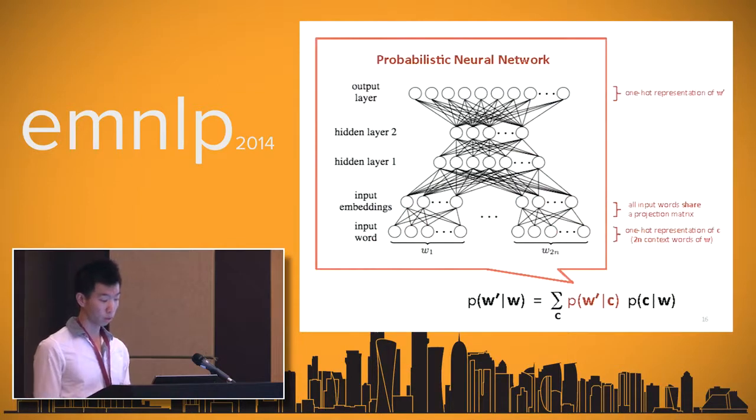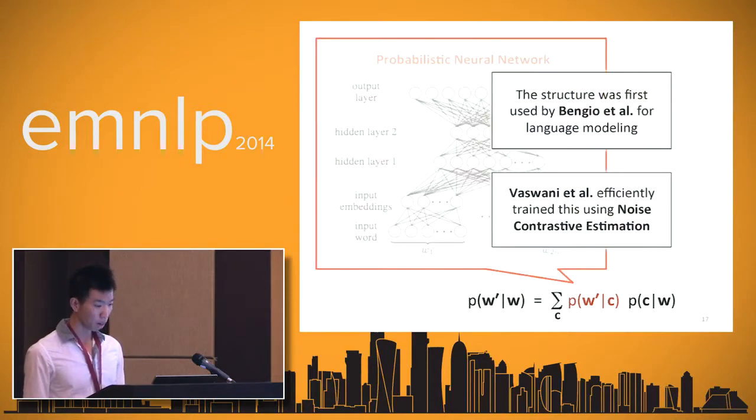So instead, we use a feed-forward neural network to model this problem. At the bottom is the input layer, which is the sequence of words representing the context. We use a shared projection matrix to reduce the number of network parameters. At the top is the output layer. Due to the time limit, I'm not going to talk about the details of the neural network. You can find the details in the paper. Also, the structure of the network is not new. It has been successfully applied to language modeling, and it can be trained very efficiently using noise contrastive estimation.